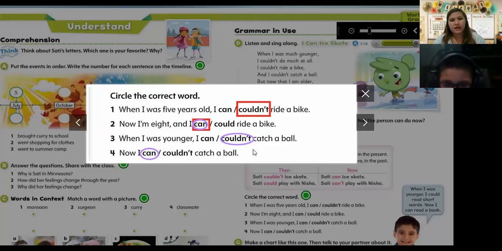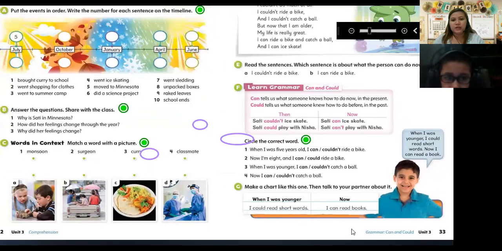Okay, now I'm 8 and I can ride a bike. Look at this one. When I was 5, that was before. He couldn't ride a bike. Now I'm 8, in the present. I can, meaning he can now ride a bike. When I was younger, I couldn't catch a ball. Yes, because that was before, you were still young. But now, in the present, I can catch a ball. So there you go. That's how you use can, cannot, could, and couldn't in a sentence.